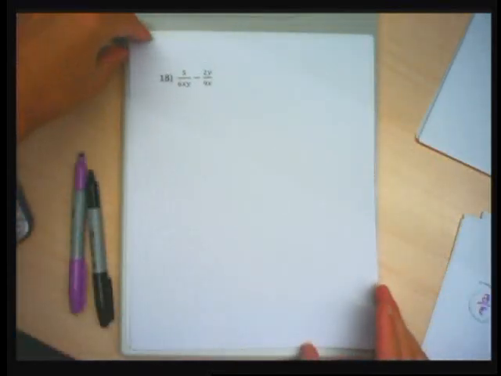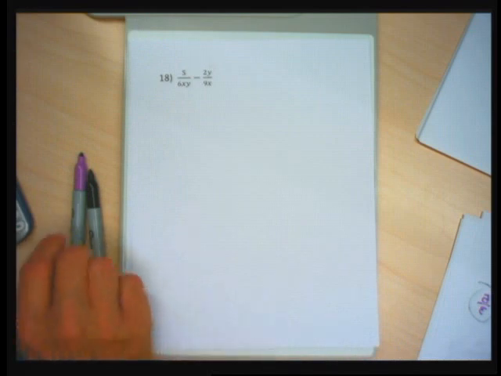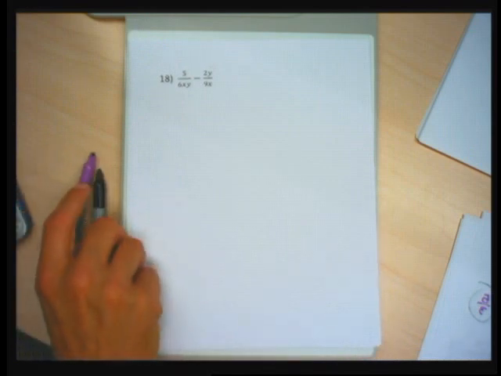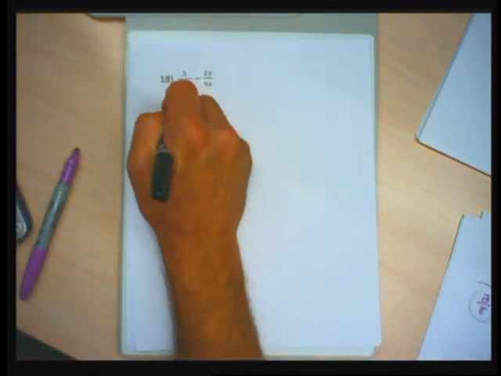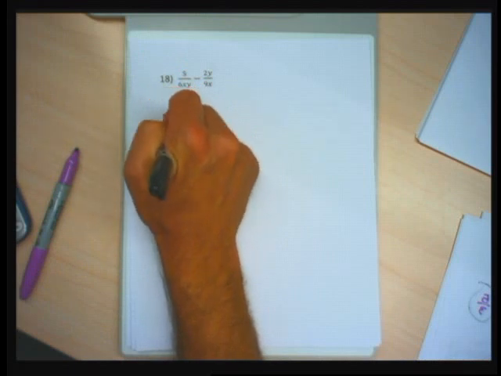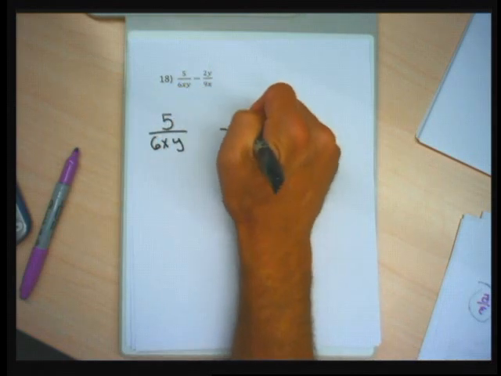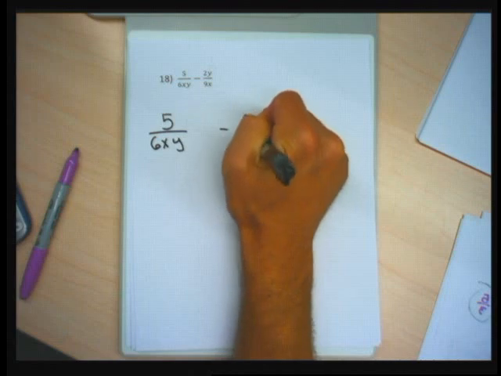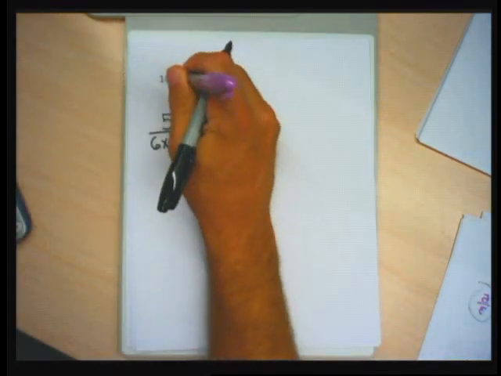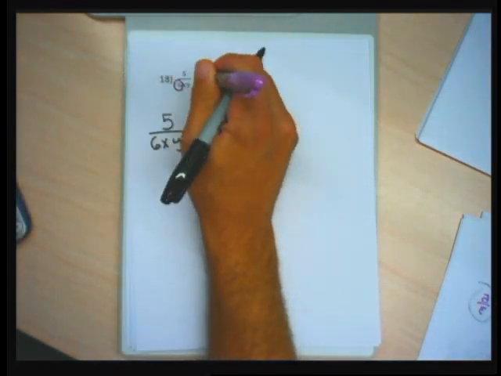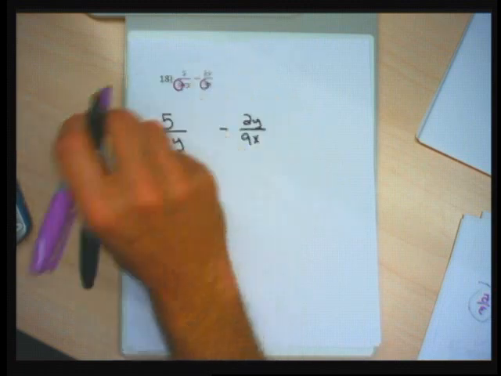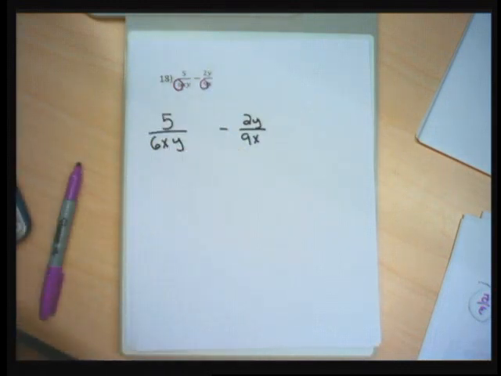Problem 18, again, has multiple letters, which makes it not good, and there's a lot of work going on. Both fractions need to be improved upon. I need to make their denominators the same. The first thing I look at are the numbers. I see a 6 and I see a 9. Those aren't the same numbers. I want to make them the same numbers.